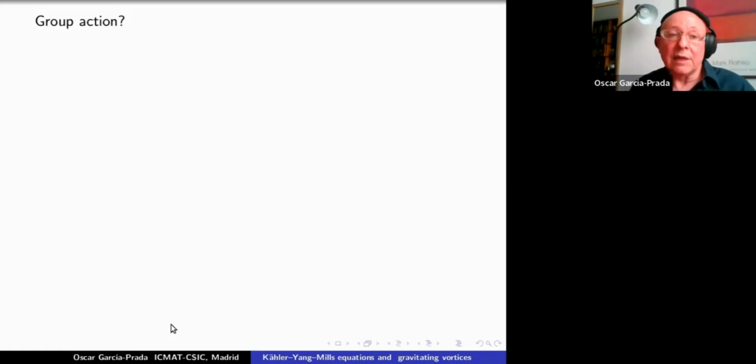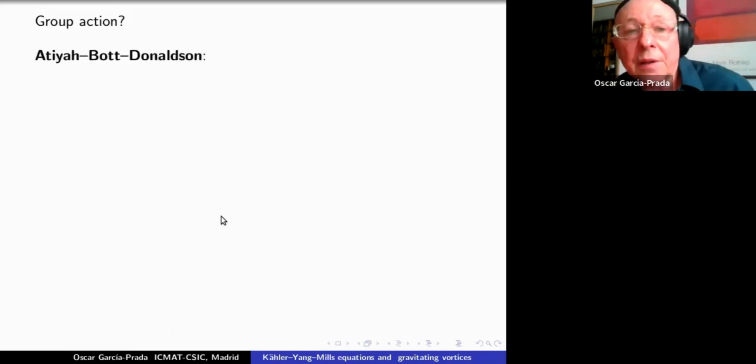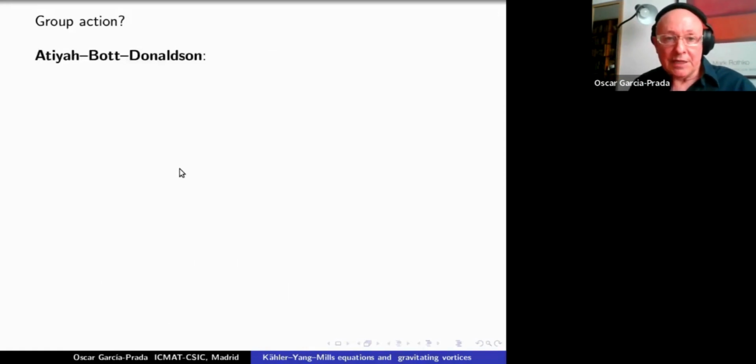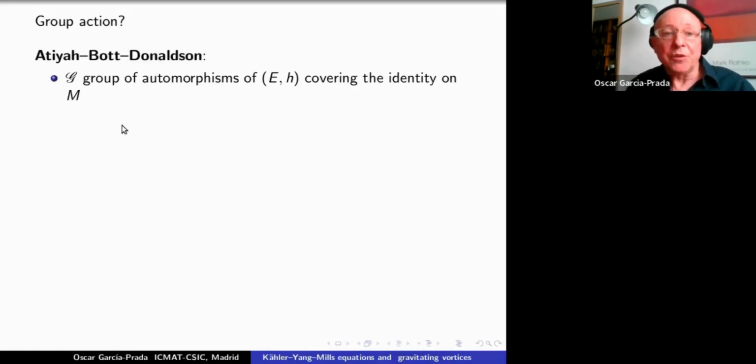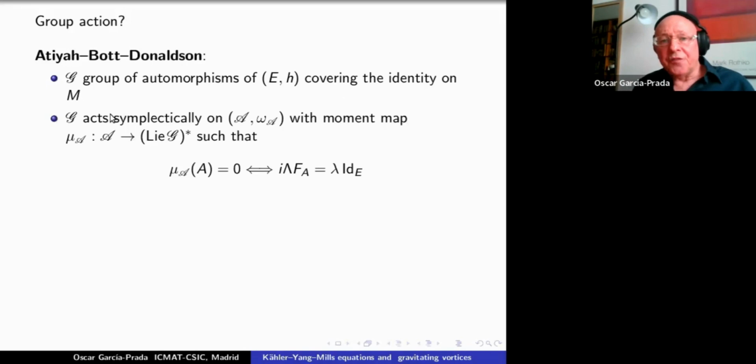And then what is the group? Let me remind you, as has been alluded to several times, the Atiyah-Bott-Donaldson picture, for which we consider the group of automorphisms of the Hermitian vector bundle EH. So these are automorphisms covering the identity, inducing the identity on the manifold M. And so G acts symplectically on the space of connections with the symplectic structure that I haven't detailed, and there is a moment map for this, and being a zero of the moment map is precisely satisfying the Hermitian Yang-Mills equation. And so this is the Atiyah-Bott-Donaldson picture.